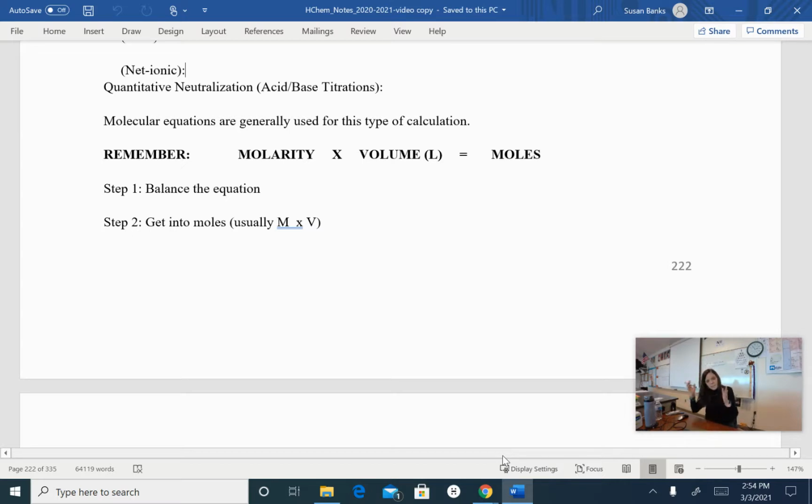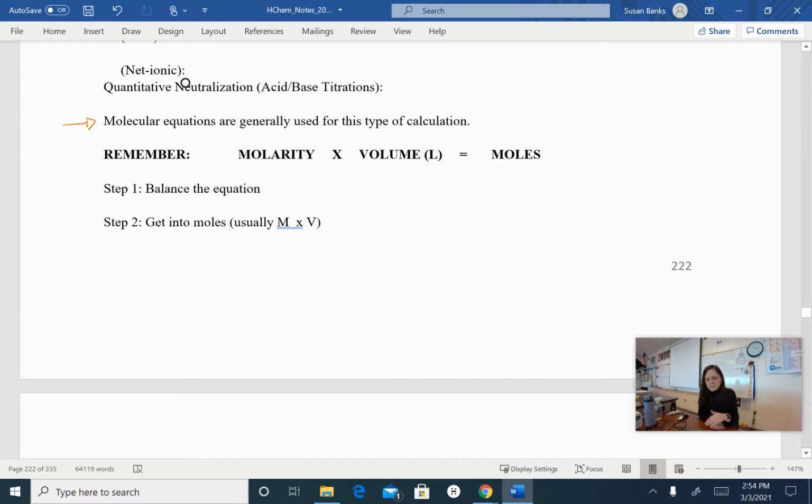Okay, so here is how we do some of these calculations. This is a lot like stoichiometry, and we use the molecular equations for this, so you don't have to worry about doing the net ionics. We're just going to do straight double replacement neutralization molecular equations. And remember, when we multiply molarity times volume, we get moles. Let me show you what I mean. Molarity is moles over liter, and volume is usually given in milliliters, but we want it in liters. So the liters cancel, and we're just left with moles.